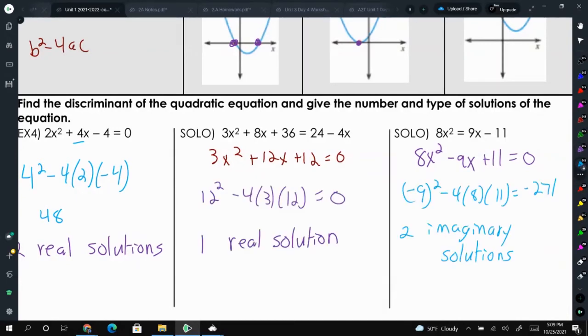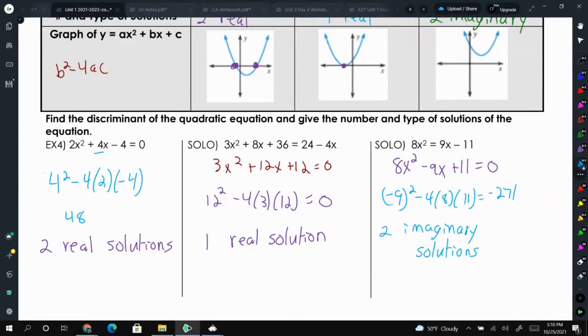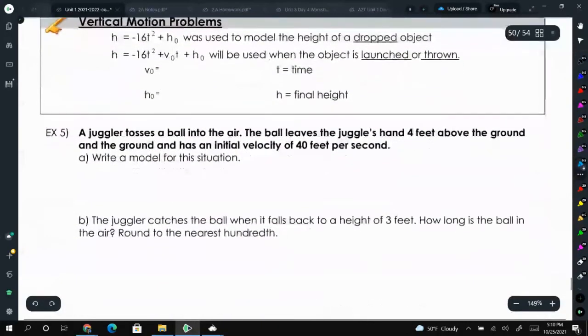Okay, you can see that our answers are right here. Check those. You see that I calculated just the discriminant, and that told me how many solutions and what type they were. On to the next page.